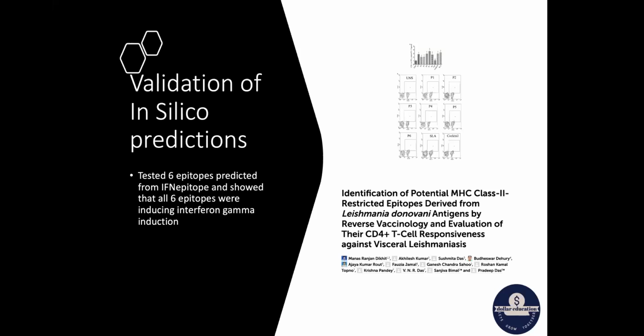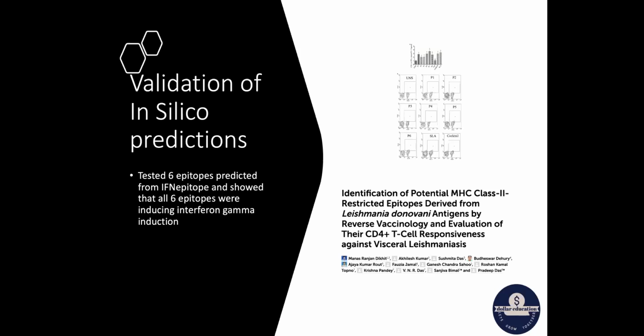The first part is you can make in silico predictions and then run wet lab experiments. This is what was done by these authors in a publication in Frontiers in Immunology. They took 6 peptides and ran them through many pipelines, and predicted whether they would induce an interferon gamma response. That's why they picked IFN epitope, one of the software tools that I will cover in immunogenicity day 7.